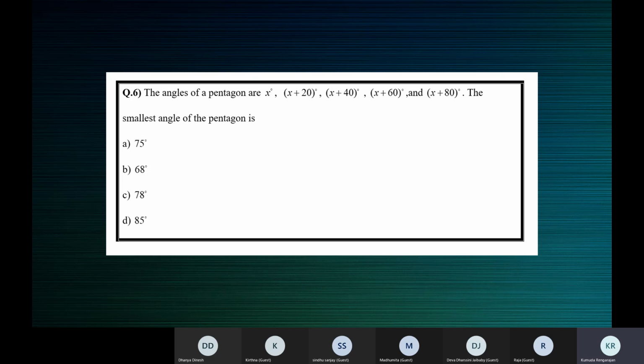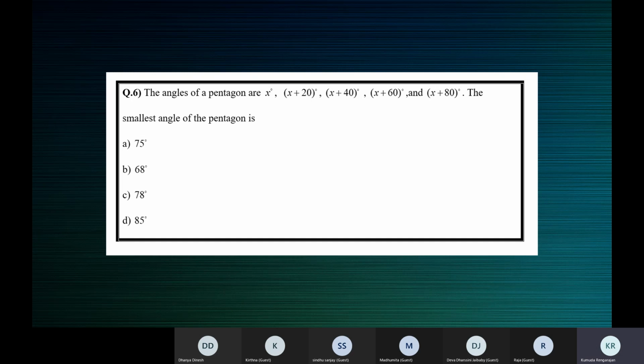What are we all doing? What is the sum of all the angles? When it's given the angles of a pentagon, the sum is 540. When nothing is mentioned, it is about the interior angles, not exterior angles.